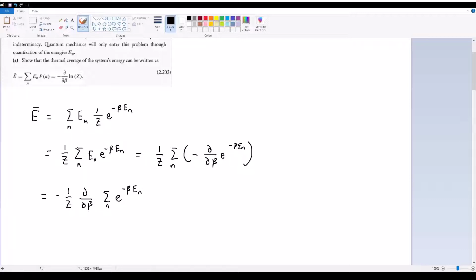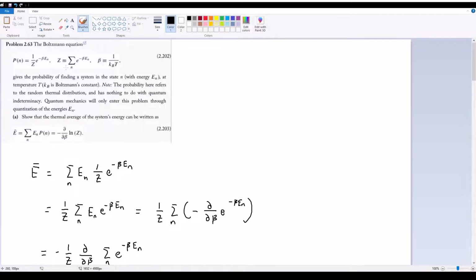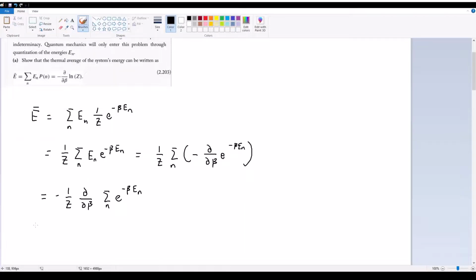And now, at this point, we can recognize that this is quite literally the definition of Z, because if we look up here, Z is just the summation over n of e to the negative beta E_n. So this is equal to negative 1 over Z times the partial of Z with respect to beta.